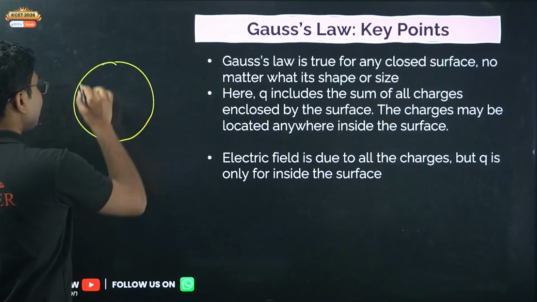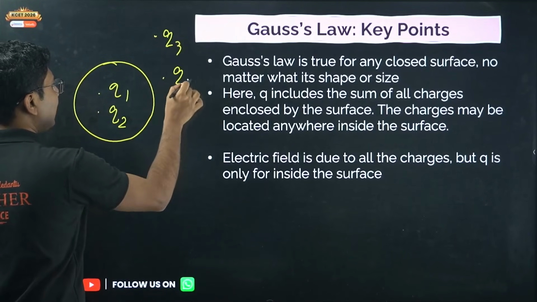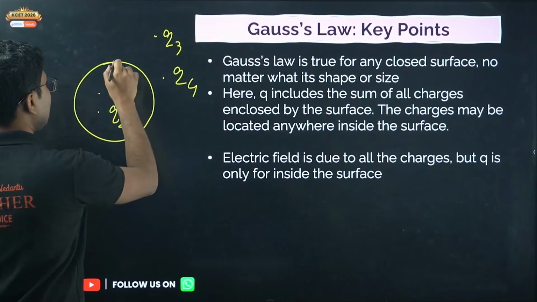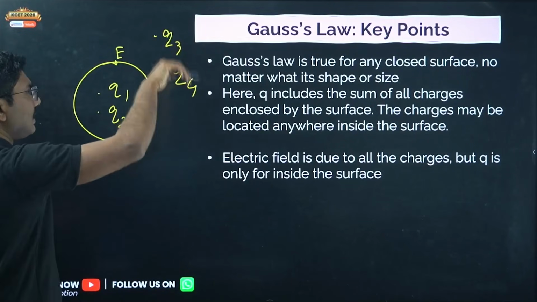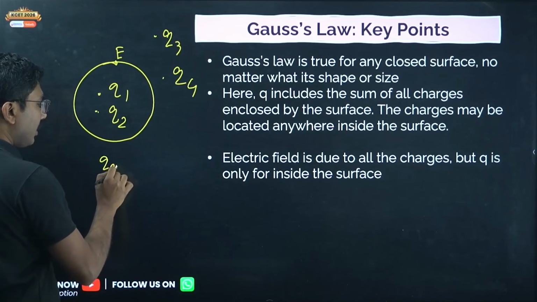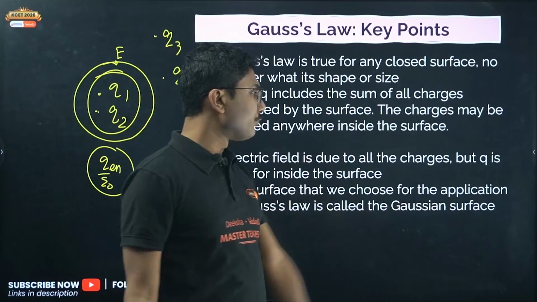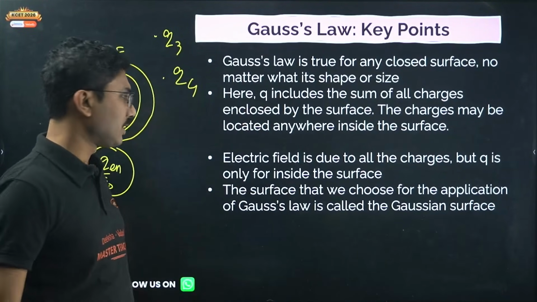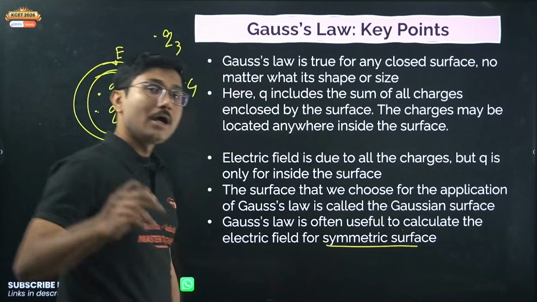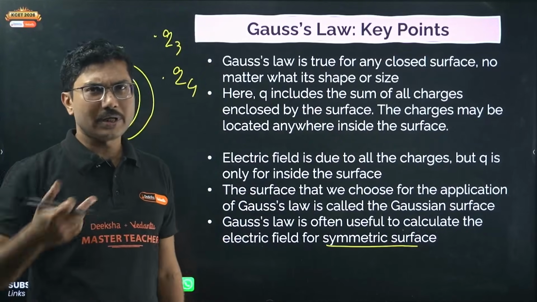So suppose we have some charges q1, q2 and some charges q3, q4. When we say E dot ds, the electric field is because of all the charges. If I say the electric field is E over here, it is due to all the charges, but the term q by epsilon naught, this q is only the charge which is enclosed, that is these two charges. The surface that we choose for the application of Gauss's law is called a Gaussian surface. Gauss's law is often useful to calculate the electric field for symmetric surfaces. It is applicable to any surface, but it is useful for symmetric surfaces because of the integration.